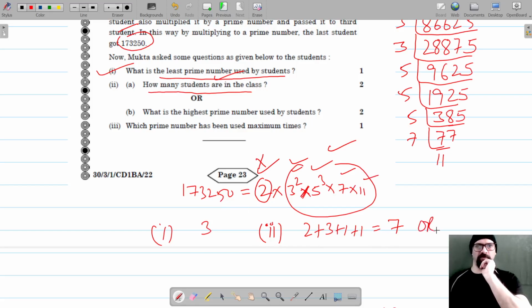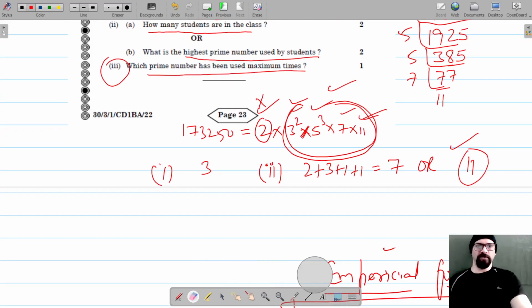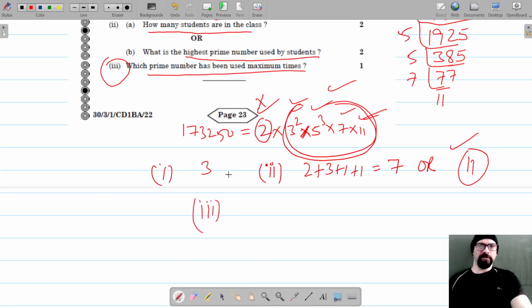Or what is the highest prime number used by the students? These are the prime numbers used by the students, and the highest prime number is 11. So 11 is the highest prime number used by the students. And which prime number has been used the maximum times? The prime number used the maximum times would be the one with the maximum power. For the third question, the prime number used the maximum times is 5, because it's been used 3 times.